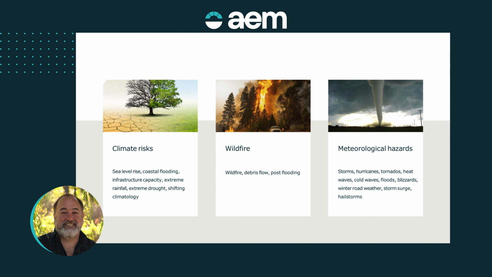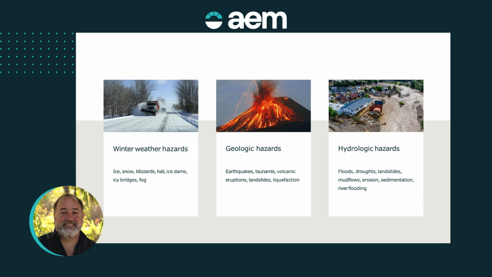So when we do analysis, we'll look at things like climate risk, we'll look at wildfire risk, we'll look at meteorological hazard risk, which includes a lot of things we've talked about: flooding, heat, extreme weather events, storm surge from hurricanes, things like that. We also take into account winter weather hazards: icy bridges, icy roads, blizzards, and ice dams in rivers that can cause flooding during the wintertime. Those are other types of hazards that we deal with.